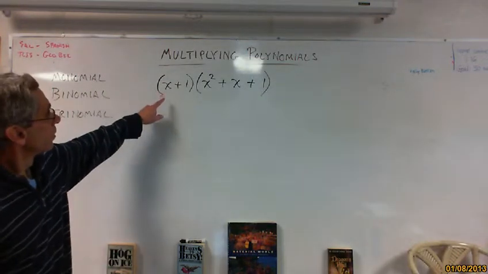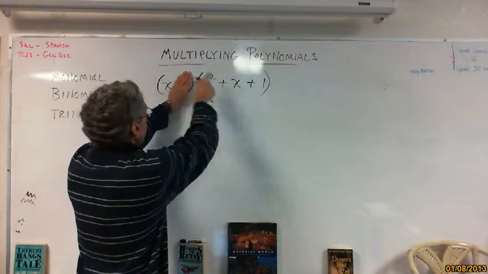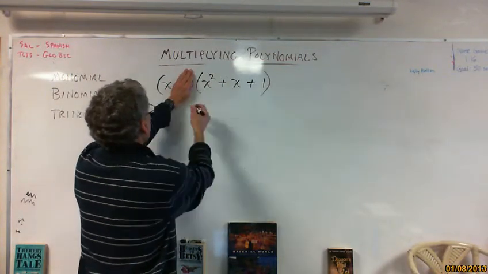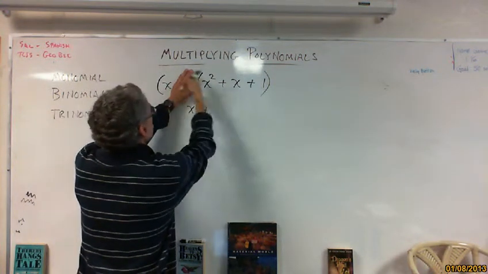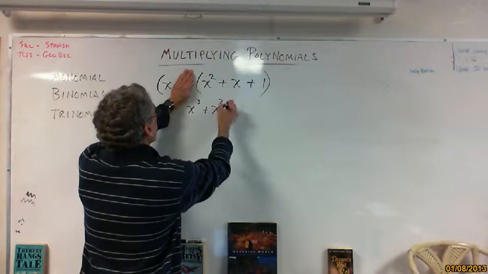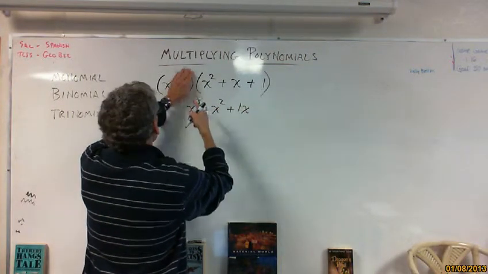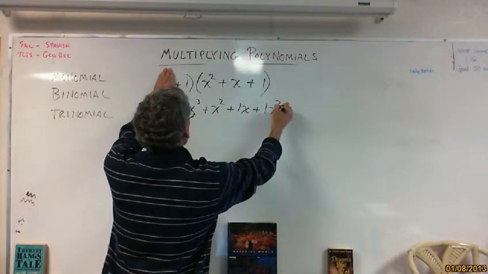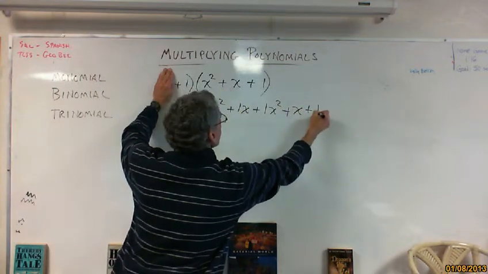So again, I'm going to cover up the 1. It's just distributive property with the x, and then distributive property with the 1. So it would be x cubed plus x squared plus 1x, and then plus 1x squared plus x plus 1.